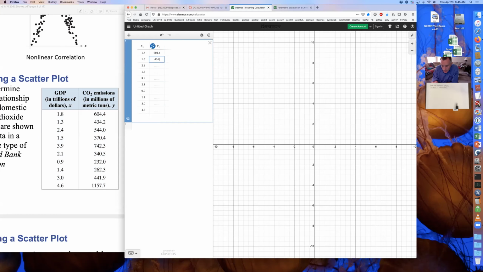This is also going to work in Excel and StatCrunch and other tools as well. But I really like using Desmos for making graphs. So I'm going to use Desmos.